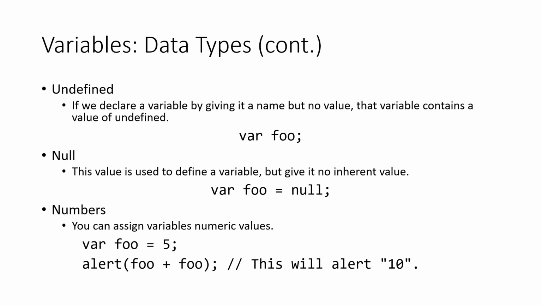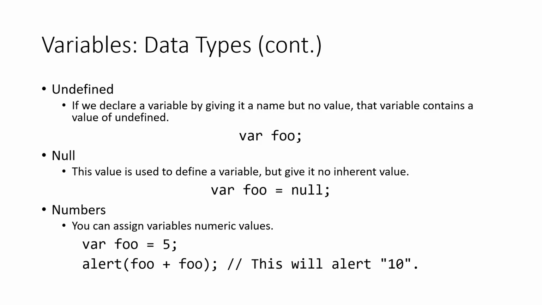The second one is you can assign a variable null. So in this particular case, you have a variable called foo, and then you assign a null value. What it means is you create a variable, but there's no value in it. The best way is you assign some value.